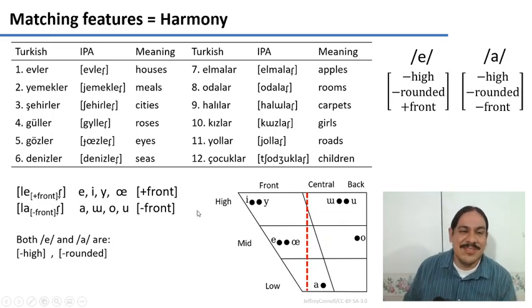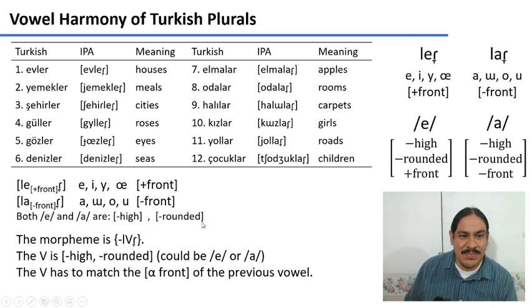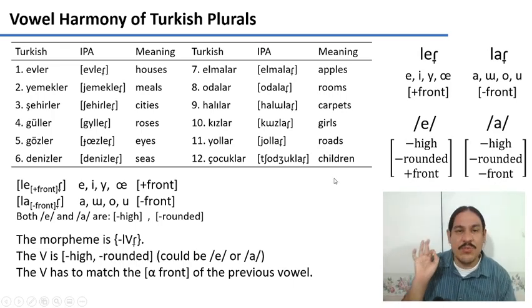Now we have all of the ingredients that we need to write this rule. This is what's happening. There's a morpheme for the Turkish plural, which is l, and then some sort of vowel, and then an r. This vowel has to be minus high and minus rounded. So it can be either e or a. But we don't know yet if it's plus front or minus front. It's going to have a zero setting for front.